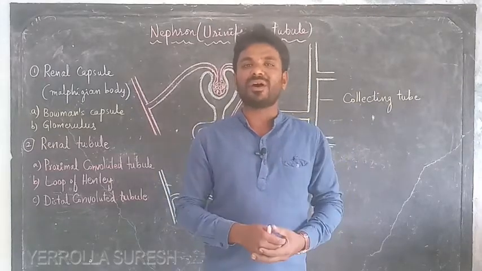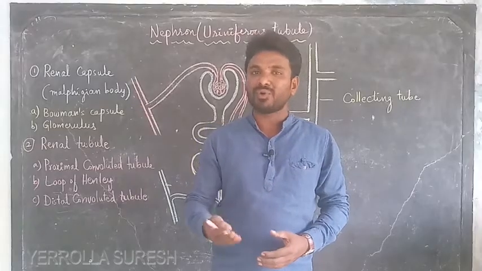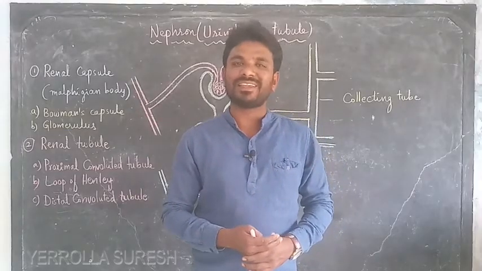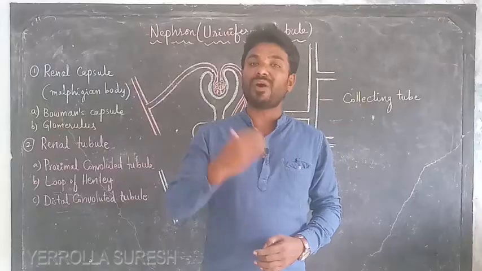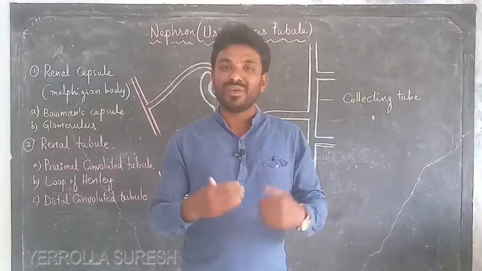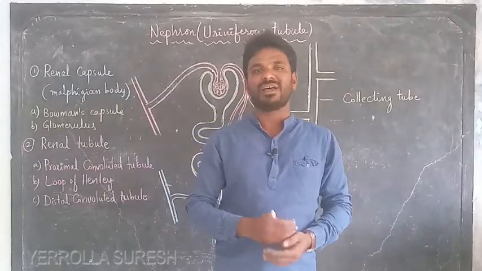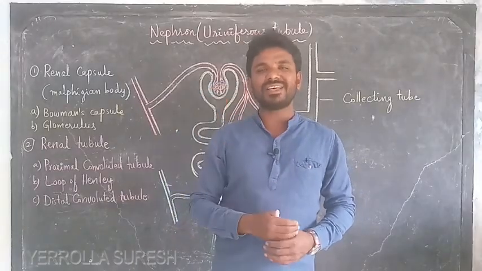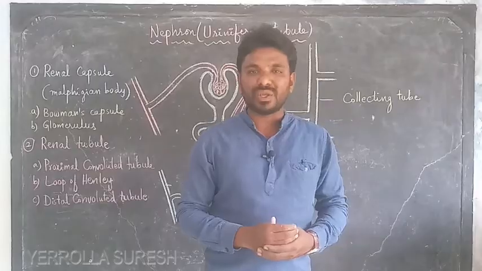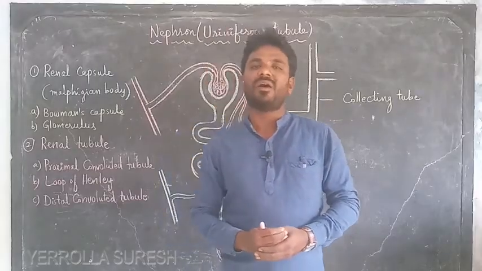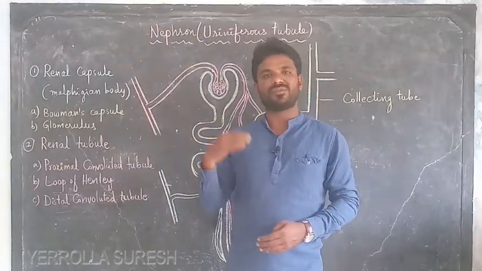How are the kidneys made, how are the kidneys able to filter the waste materials, how does urine formation take place, where does urine formation take place? For all these questions, the answer is nephron. Nephron is the structural and functional unit of kidney because all the kidneys are made of nephrons.